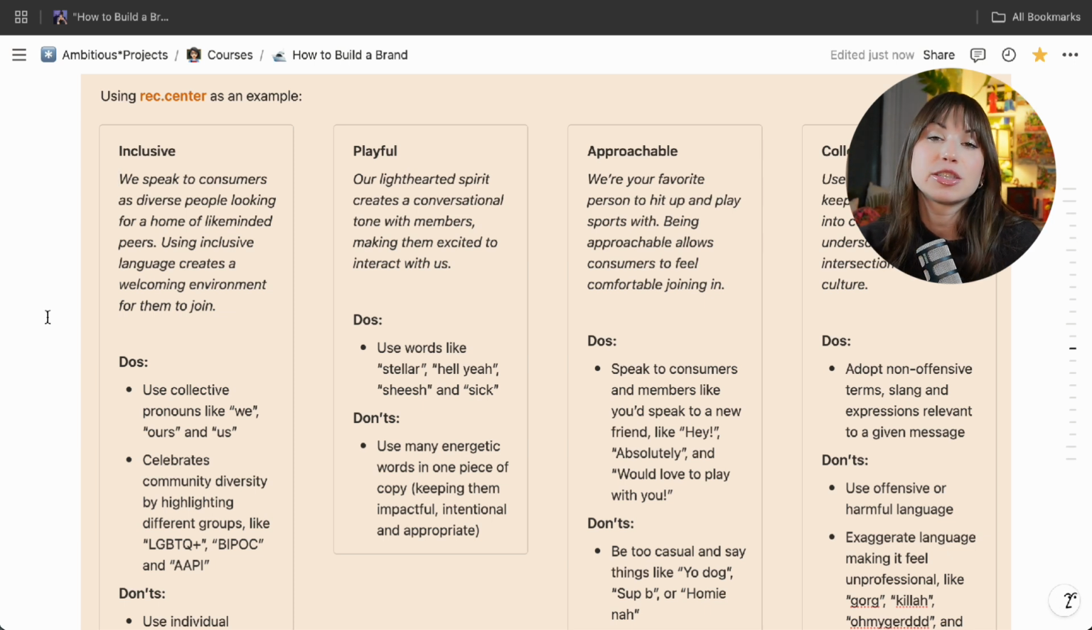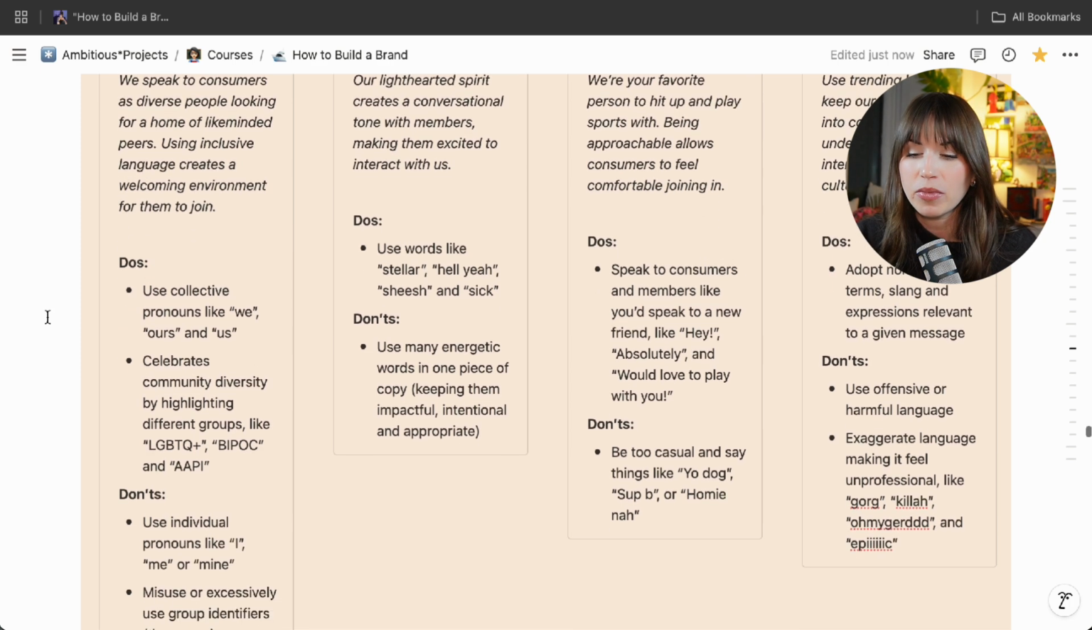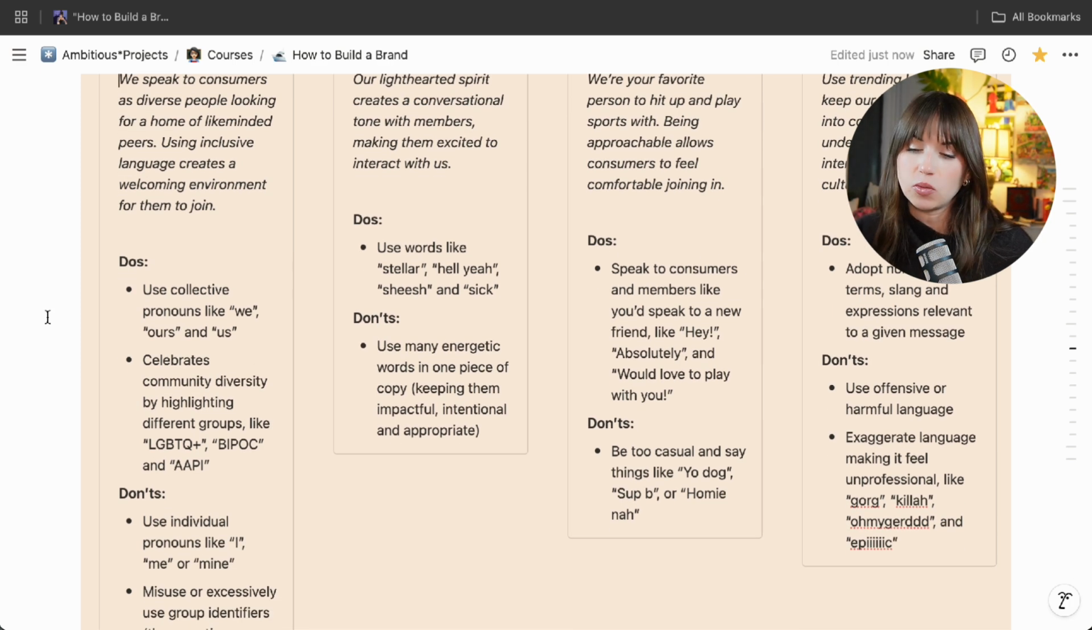So we want it to be as easy as possible for folks to want to join in and feel like they are accepted and welcomed. So what we do is speak to consumers and members like you'd speak to a new friend. Hey, absolutely, would love to play with you. What we don't do is be too casual and say things like yo dog, sup bee, or homie nah. Basically, bad examples of things that you would say to a really close friend. We want to keep it slightly professional and feel like an authority figure. But we're an authority figure who's still involved and in the culture.